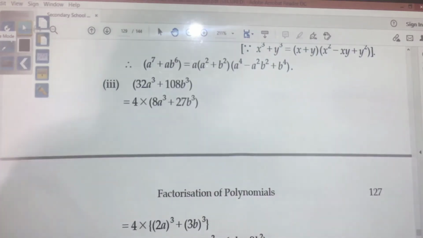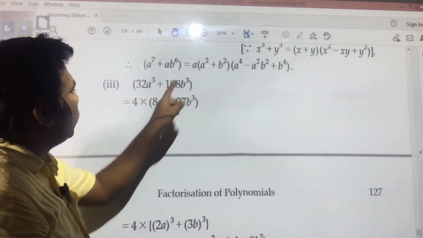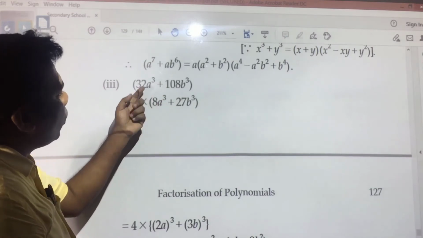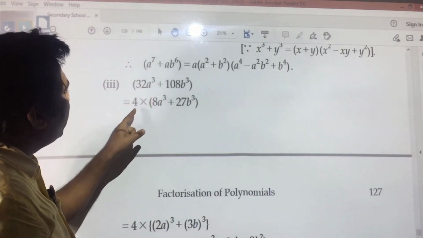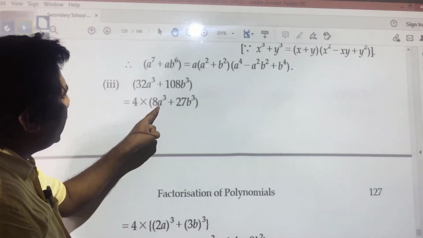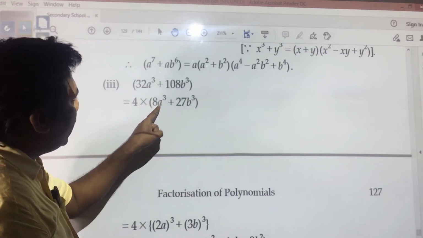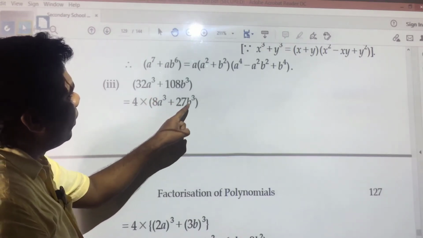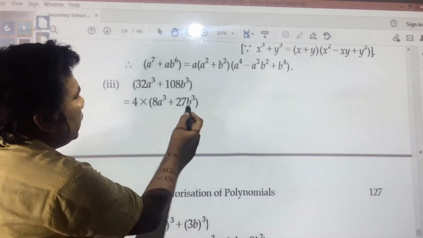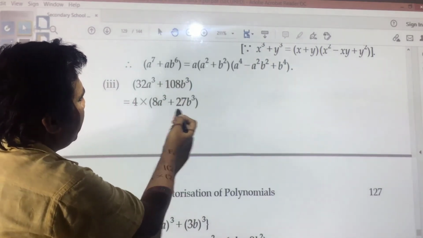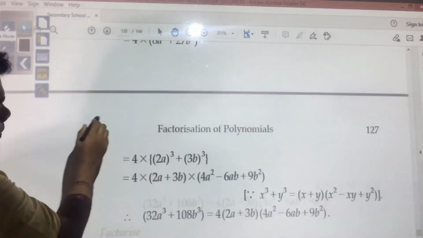Here you have 32a³ + 108b³. Again you need to see what common we can take out. So the common factor is 4, and you will be left with 8a³ + 27b³. This type of question you have already seen how to do, so you can simplify it.